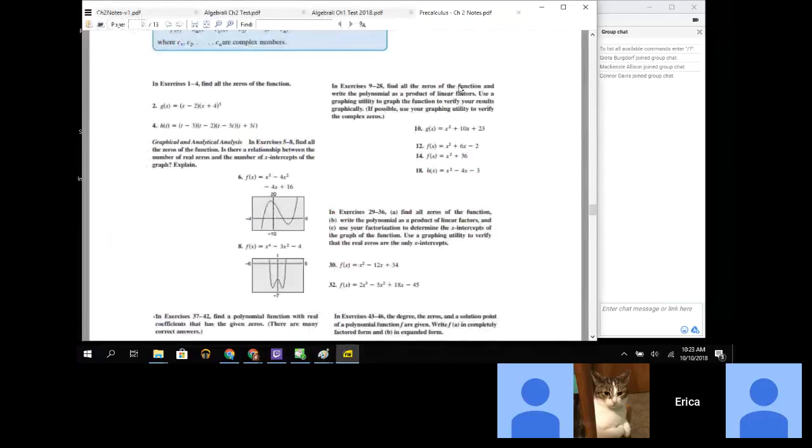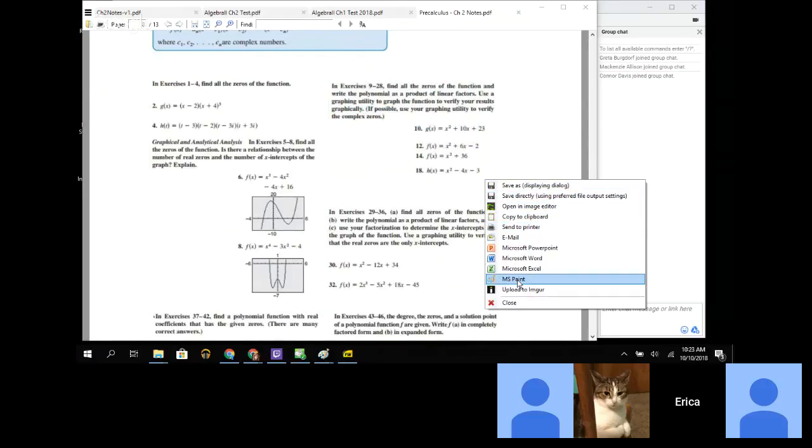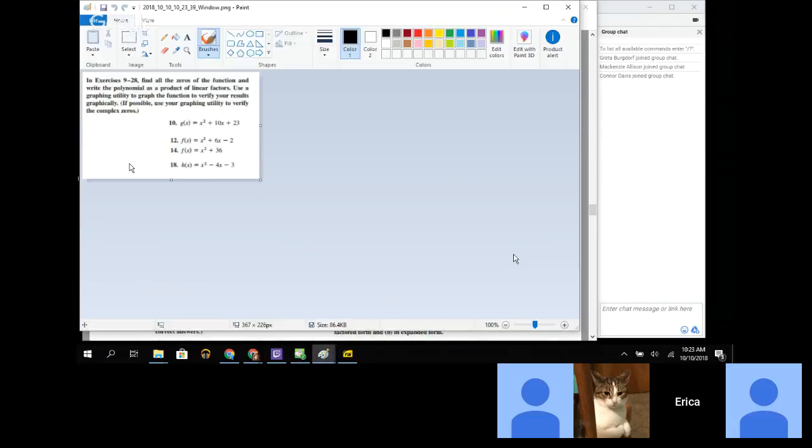Now, in 9 through 28, so a big chunk of your work, you're going to find all the zeros of the function and write the polynomial as a product of linear factors. Use a graphing utility to graph the function to verify your results graphically. If possible, use your graphing utility to verify the complex zeros. I tried to look last year to see if Desmos could do it, but I don't know if it could. Maybe this year it can. Every year they add new functionality. Okay, so let's start with number 10.